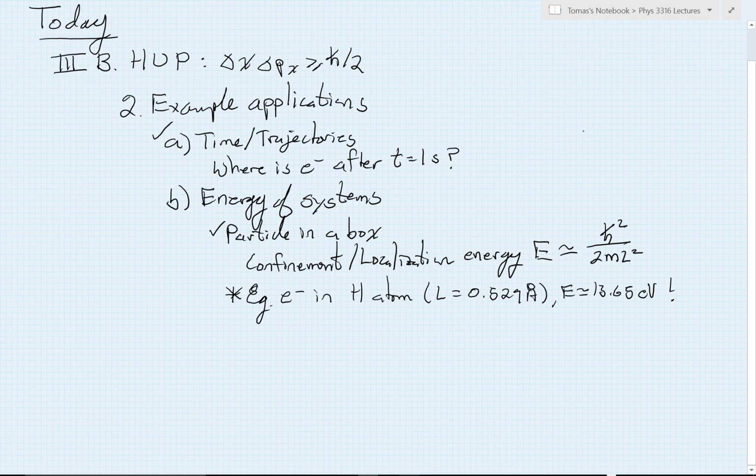However, if we go to a case where we have an object with a very small mass, such as an electron, and you confine it to a very small region, say within a hydrogen atom, which has a typical size that's well known, about 0.529 angstroms, then you get an energy that actually is not insignificant, at least as far as electrons are concerned. You get an energy that's about 13.65 electron volts, and that was very intriguing because that is precisely the energy of the known lowest energy state of the hydrogen atom.